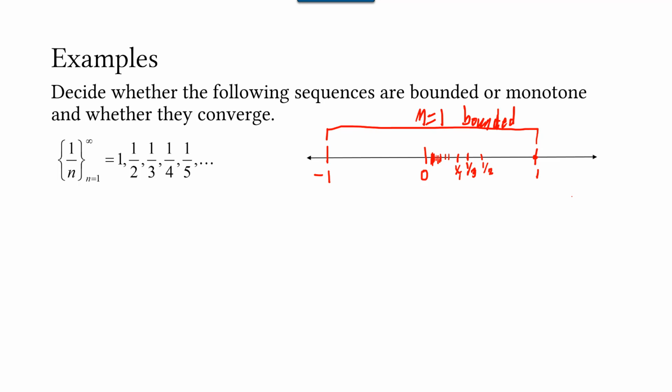As far as whether the sequence is monotone or not, we were moving to the left every time we plotted a point in the sequence. That indicates that the sequence is a monotone decreasing sequence. Now, because it's both bounded and monotone decreasing, the monotone convergence theorem guarantees that the sequence converges. And in fact, we can see that it converges to 0 just by investigating the limit of 1 over n.